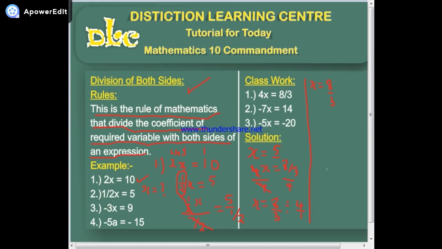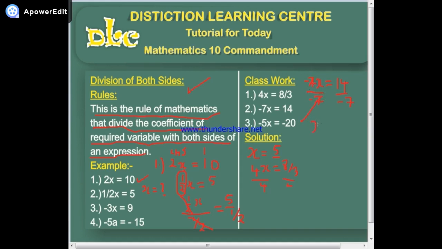Now let's move to the second question there. Now the second question is what? Minus 7x equal to 14. Now, what are we going to do here? We are going to divide both sides by the coefficient of x, which is what? Minus 7. So, we divide both sides by minus 7. So, that means minus 7 will cancel minus 7.